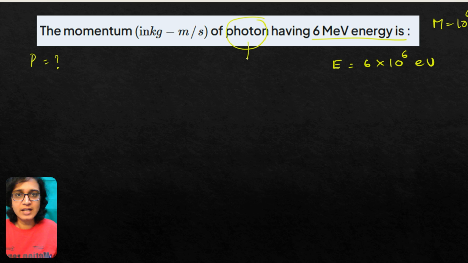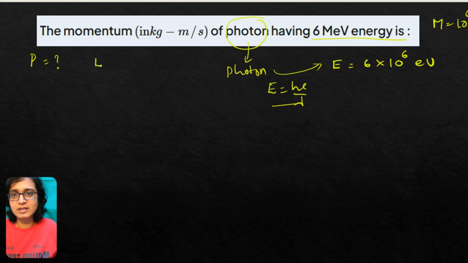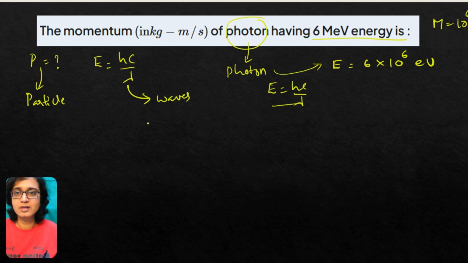Photon means this is the light particle. Light particle energy E is equal to hc by lambda. We can happily apply this formula. So energy they give, hc by lambda they give. That means momentum is the characteristic for particles, and energy in terms of wavelength is characteristic for waves.